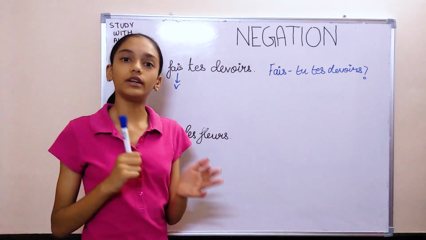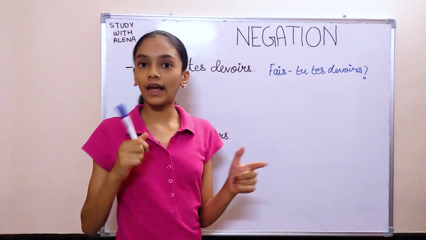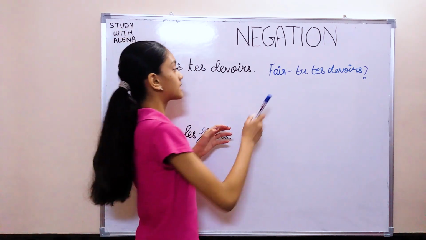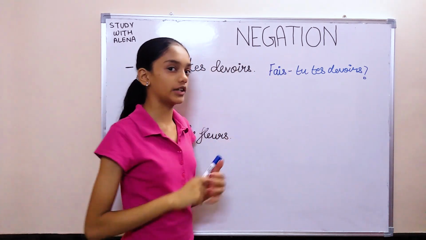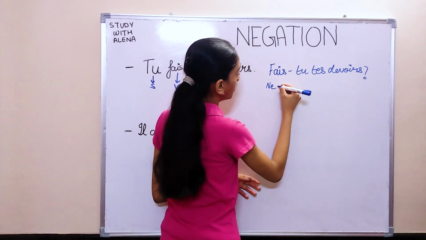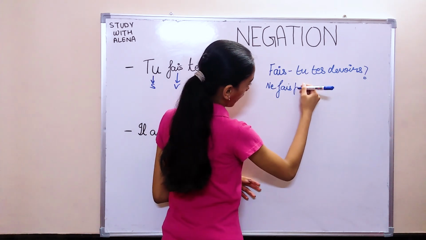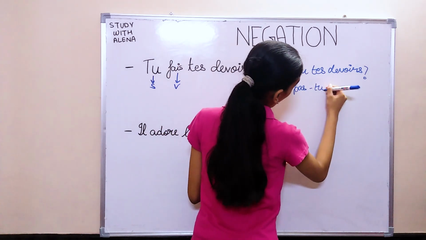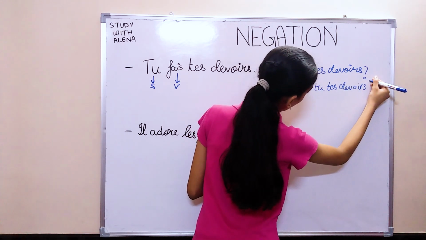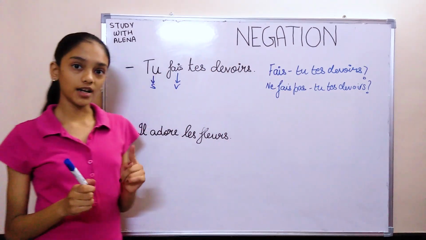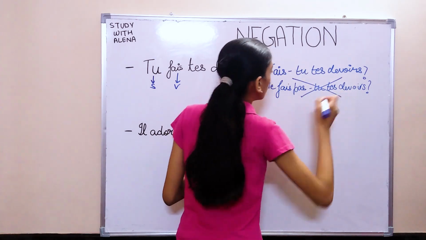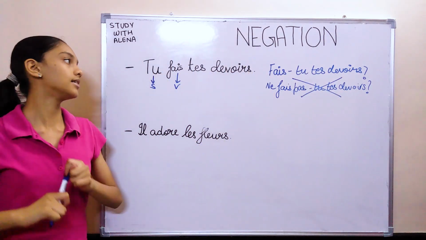Now, if you want to negate it, where will the ne and pas be placed? I told you that ne and pas should be placed around the conjugated verb. So according to that, it should be ne fais pas tu tes devoirs. But for inversion, this is totally wrong. So do not do that.